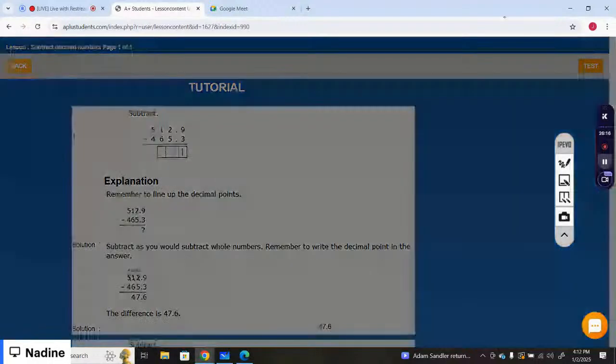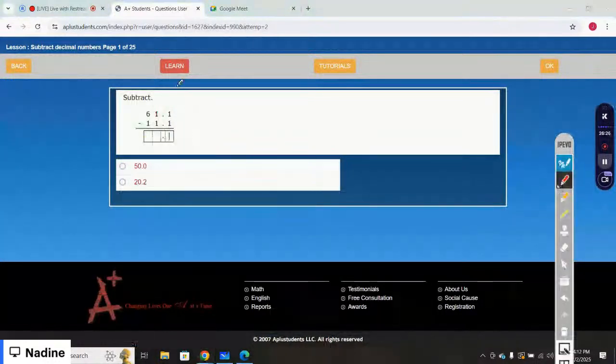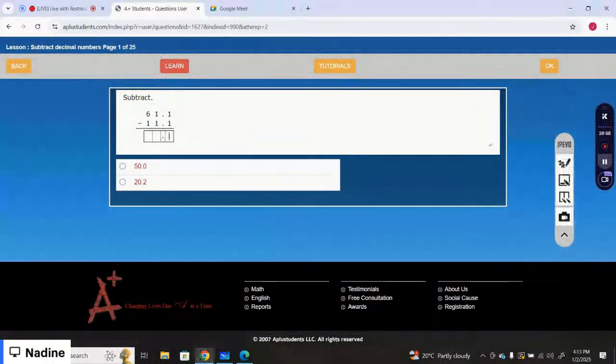Let's just start with the test questions. 61.1 minus 11.1. So you need to line up the numbers according to decimal point and then you have to subtract, right? Start subtracting from the rightmost digit, that is 1 take away 1 is 0. Then again you have 1 take away 1, that is 0, and 6 take away 1 is 5, that is 50.0. The correct option is option number 1, that is 50.0.